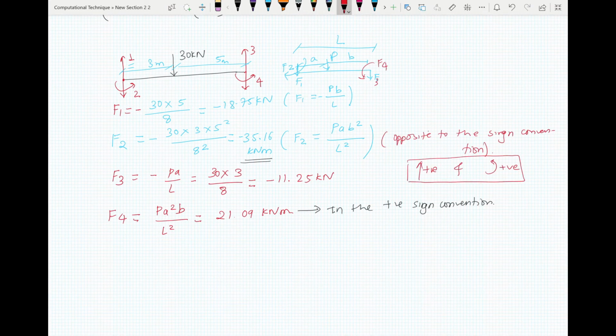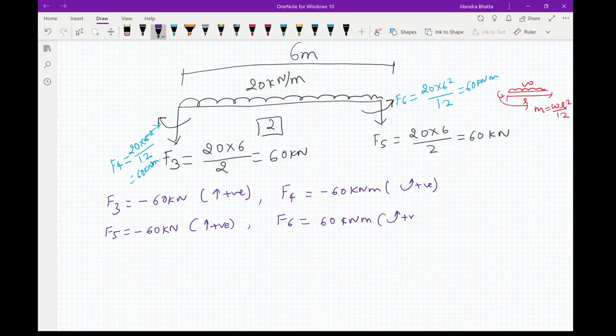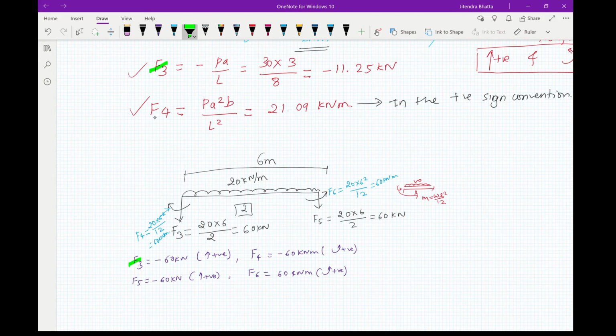You can see here the loading is anti-clockwise, so this is positive. Loading here is clockwise, that's negative. They are acting downwards, so F1 and F3 will also be negative. Now for the second element, you can see that there are two F3s and two F4s, because this is a common node. Therefore you have to add those values up.